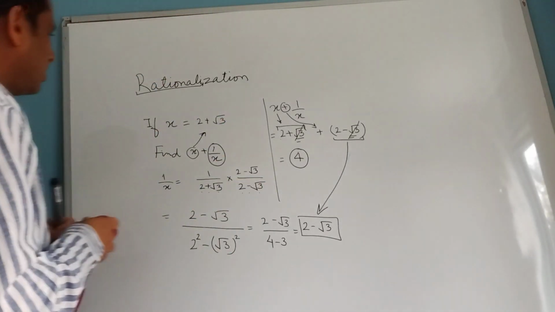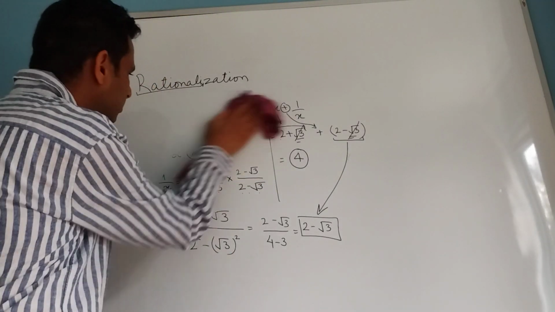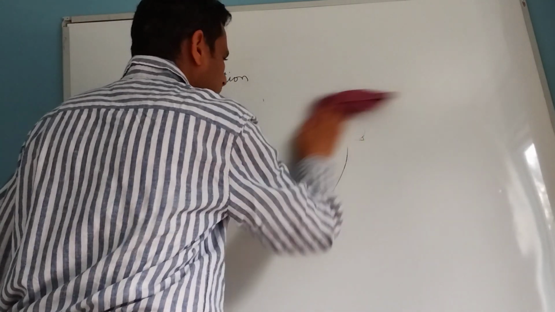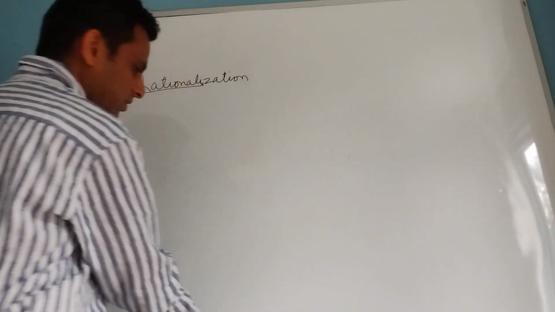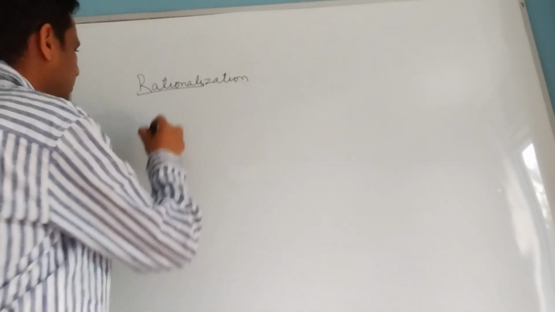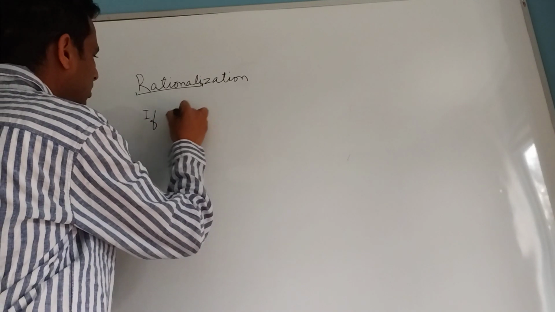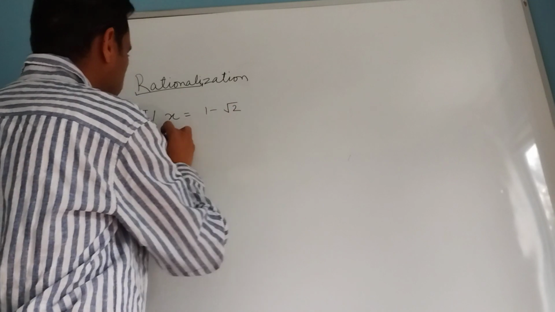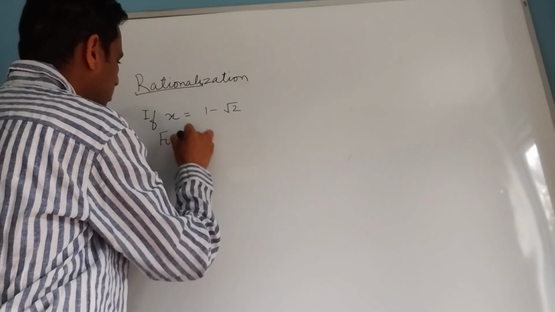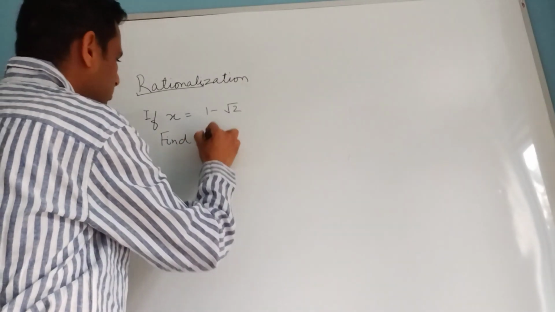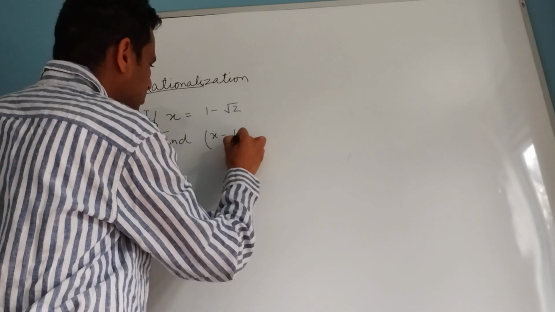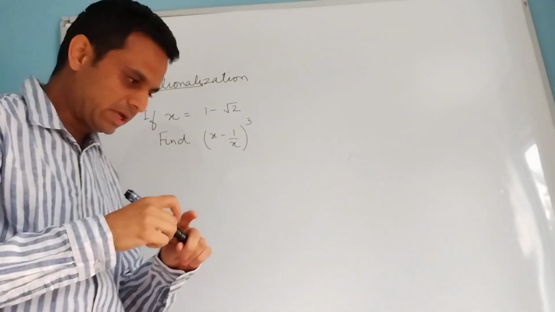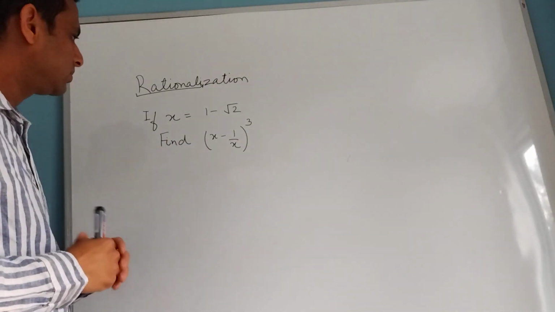Similarly, if you want to have a similar question, you may want to pause the video now and try it yourself, or at least have an idea of how to do it. If x is equal to 1 minus root 2, find x minus 1 by x whole cube. You may want to pause the video here and think how you would want to do it.